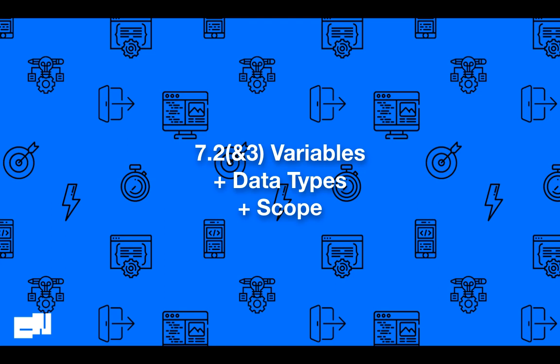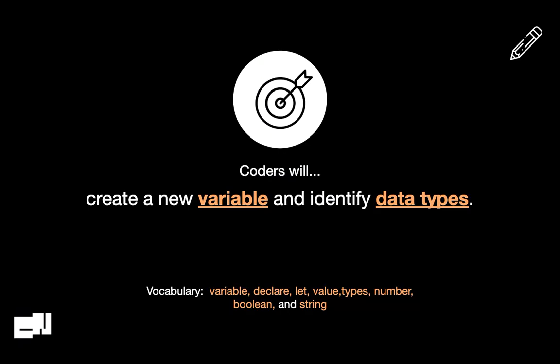So we are back with the tech talk for 7.2 and 7.3. I smushed these together to make everything a little bit quicker. I'm going to go over variables, data types, and scope. So in this webinar, we will learn how to create a new variable and identify data types.